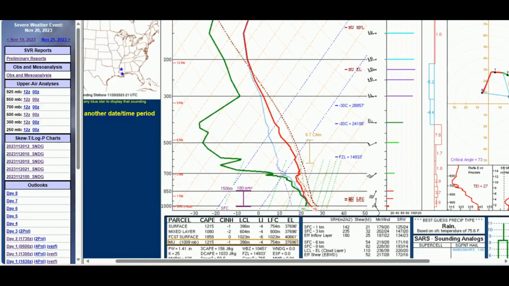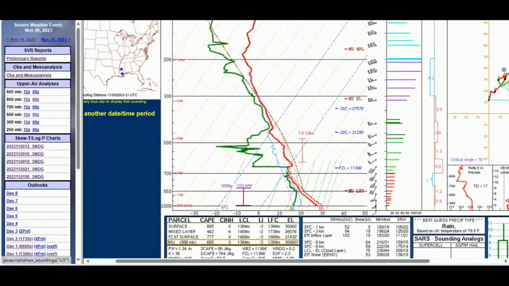So the main hazards for these kinds of soundings are usually damaging straight-line winds due to the amount of outflow that's produced by our storms, but under the right conditions you can get tornadoes as well. Now we're going to look to the north, at the same time period, 3 p.m. This is a sounding from Jackson, Mississippi.